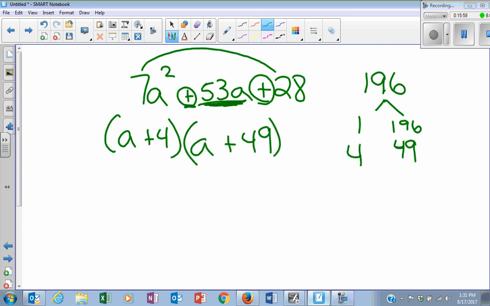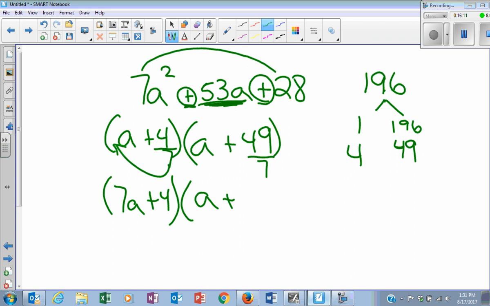And to finish it up, I divide by 7. I divide by 7, and I get 7A plus 4, because this, bring it forward, and A plus 7. Good? We think we can do this on our own, though.